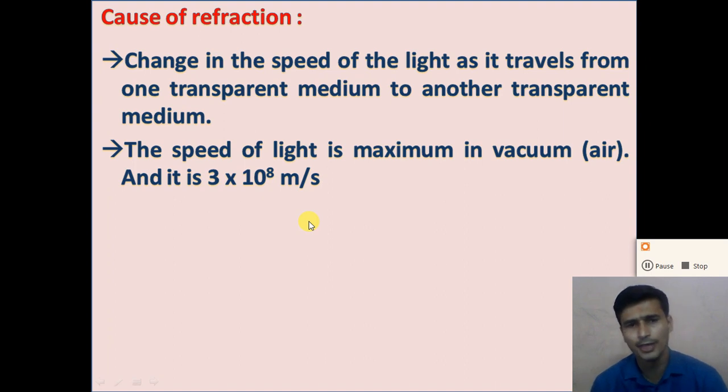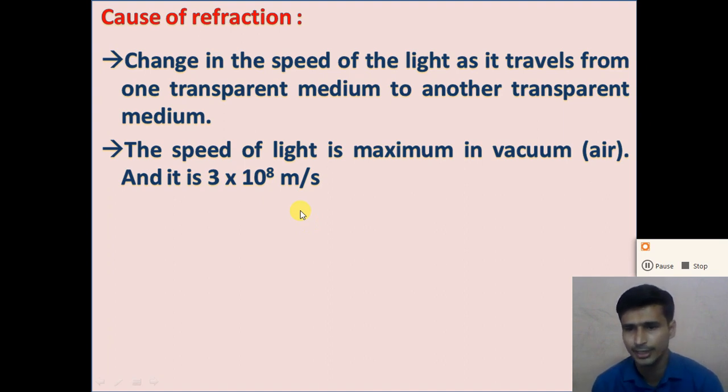Later on we will calculate the speed of light in water and the speed of light in glass, right? But here the speed of light is maximum in air. The speed of light is maximum in vacuum or air, and the speed of light in air is 3 into 10 raised to 8. So as light travels in a different medium, the speed of light is different, right? As light travels from air to glass medium, the speed of light decreases. So that is the cause behind the refraction.